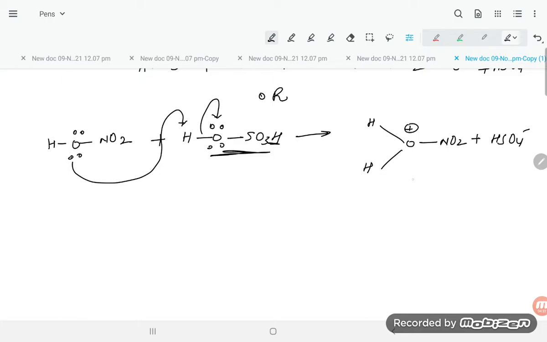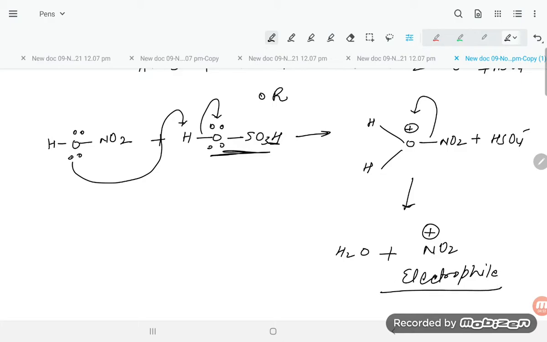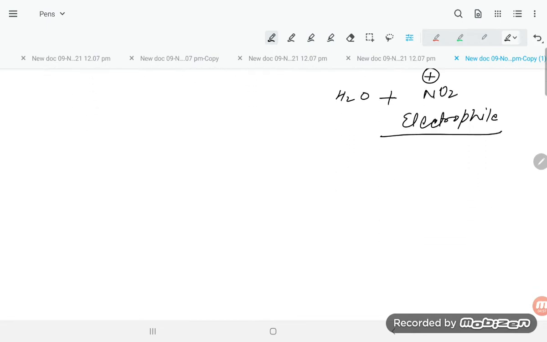Now if you take this one, this bond is going to break, and if you break this bond, it will form H2O, and it is going to give NO2 positive charge. This NO2 positive charge is known as the electrophile. Now the formation of electrophile we understood.